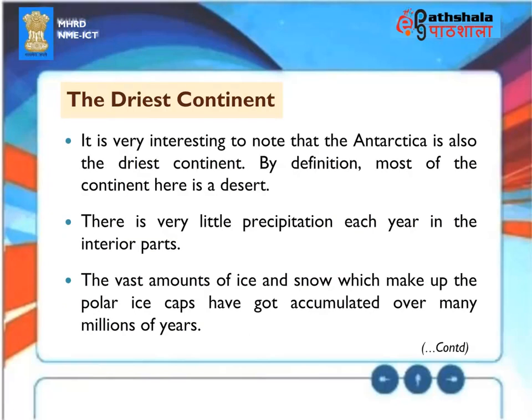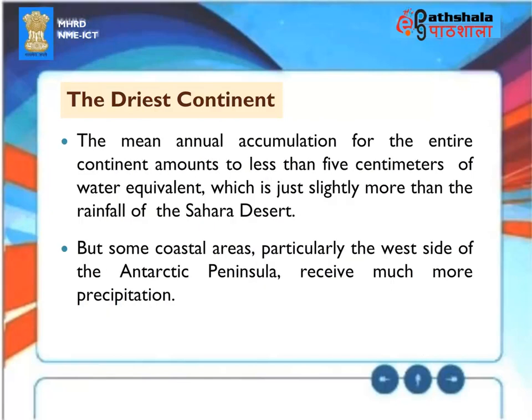The driest continent. It is very interesting to note that the Antarctica is also the driest continent. By definition, most of the continent here is a desert. There is very little precipitation each year in the interior parts. The vast amounts of ice and snow which make up the polar ice caps have accumulated over many millions of years. The mean annual accumulation for the entire continent amounts to less than 5 centimeters of water equivalent, which is just slightly more than the rainfall of the Sahara Desert. But some coastal areas, particularly the west side of the Antarctic Peninsula, receive much more precipitation.